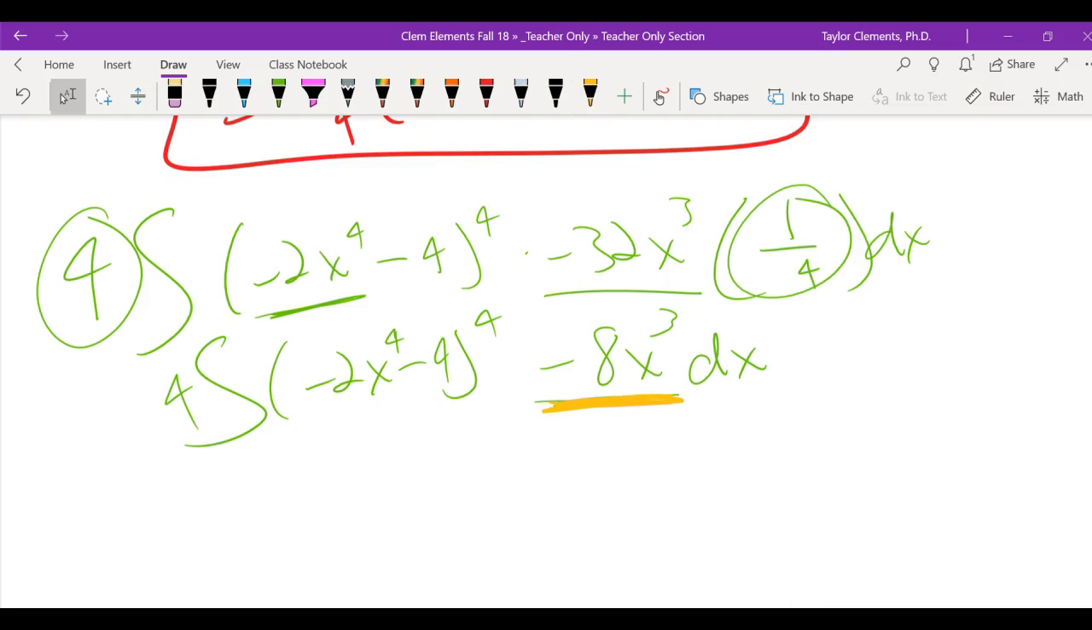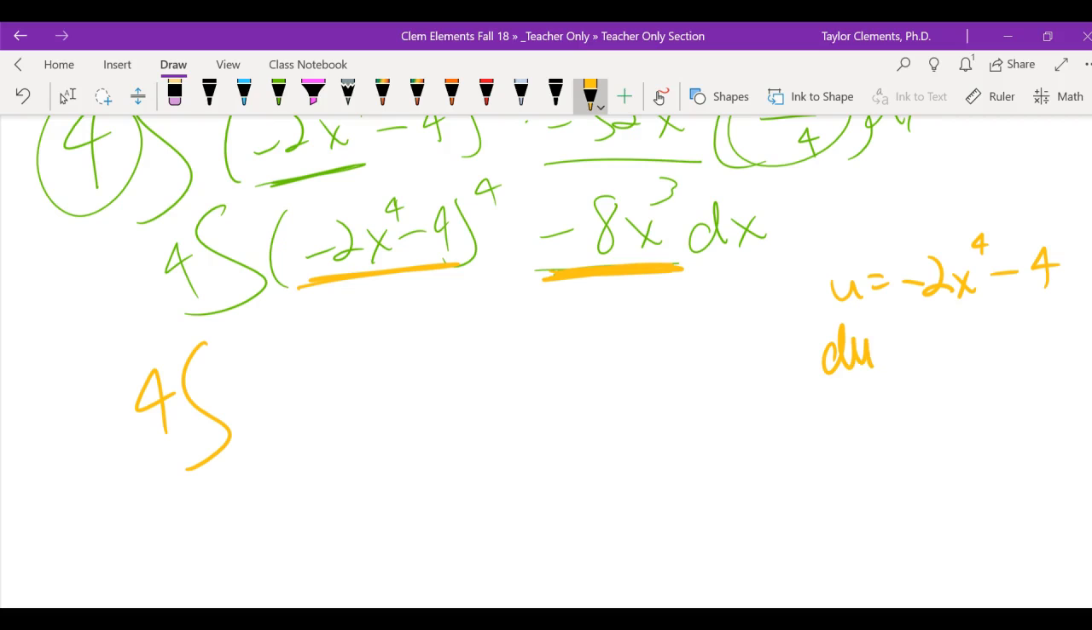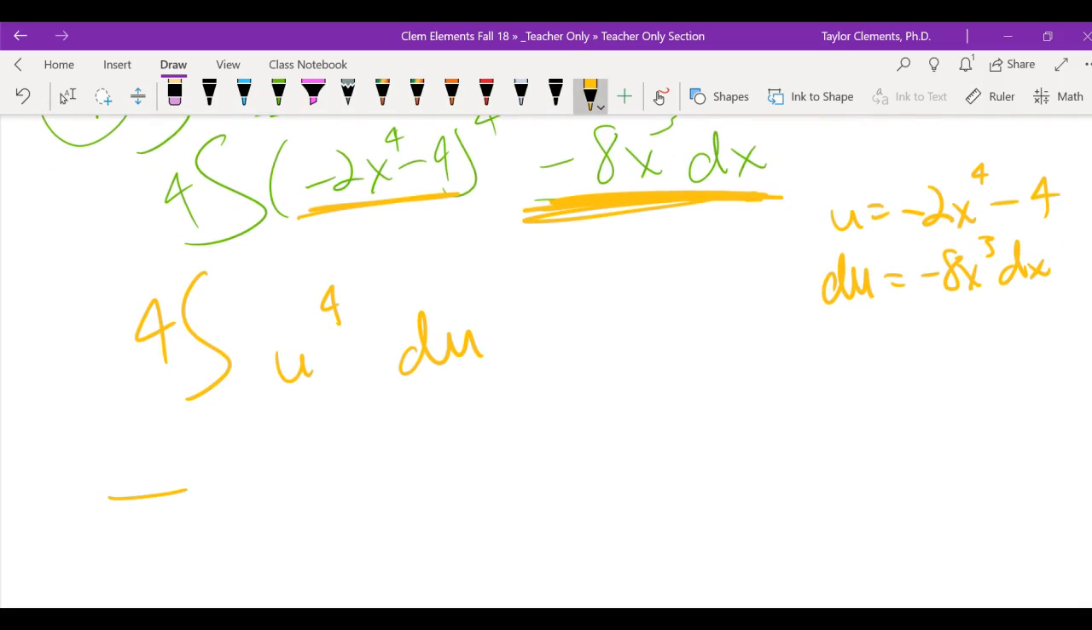And you could use u substitution again. Okay, so now I've got 4 times the integral. All this stuff is going to be u, so u equals negative 2x to the fourth minus 4. du equals negative 8x cubed dx. So all that right there, that's du, and all this stuff is u to the fourth. Cool, let's just go ahead and integrate now.